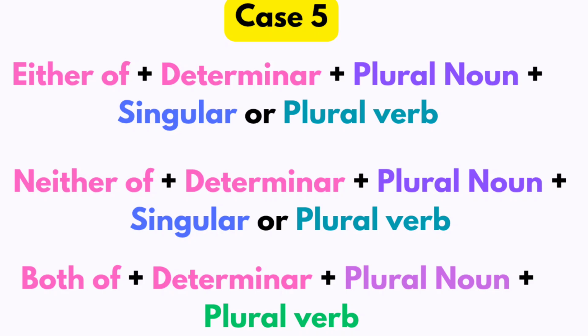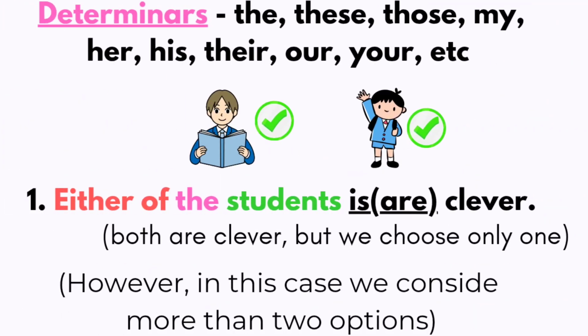We'll get into examples, and you might want to know what determiners are. We'll discuss determiners first, then we'll jump into examples, okay? Determiners: the, these, those, my, her, his, their, our, your, etc. These are called determiners. So look at the first example.